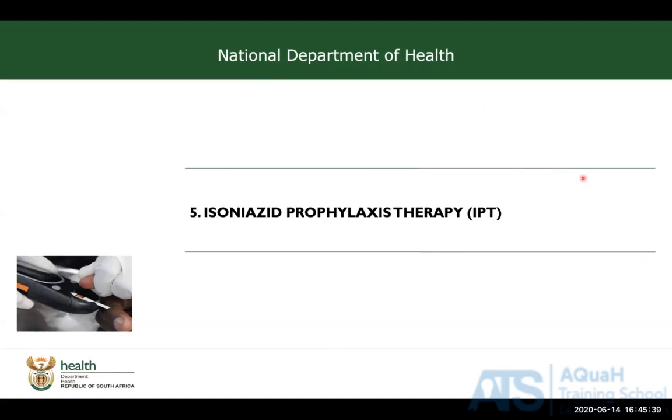Welcome to the fifth topic of this course. We are now going to zoom in and look at some of the specific TB preventative therapies. At this point in time, we will look into isoniazid prophylaxis therapy.